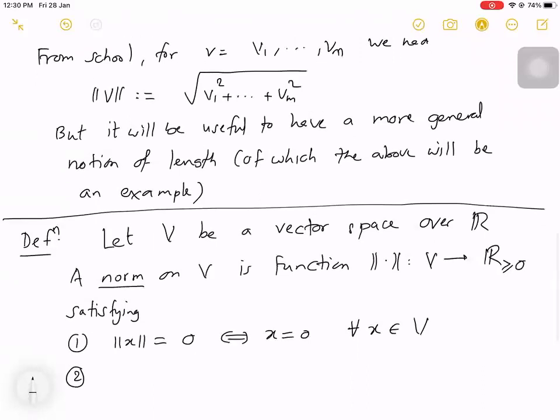The next one is a scaling operation. So remember, this is a real vector space, so I want it to be compatible with the real scaling. Right? So if I multiply a vector by 2, its length should also become 2 times the original length.